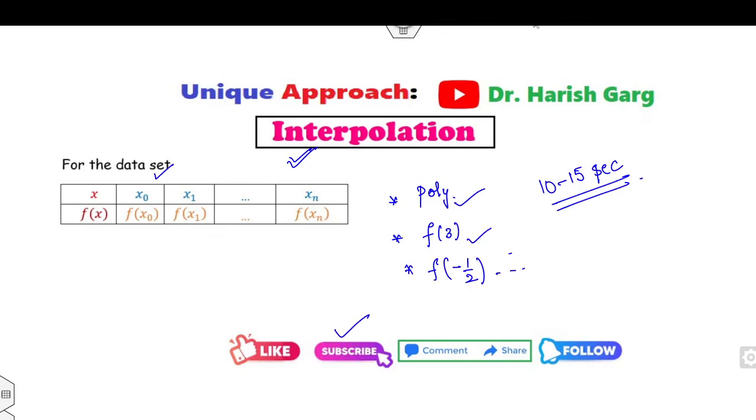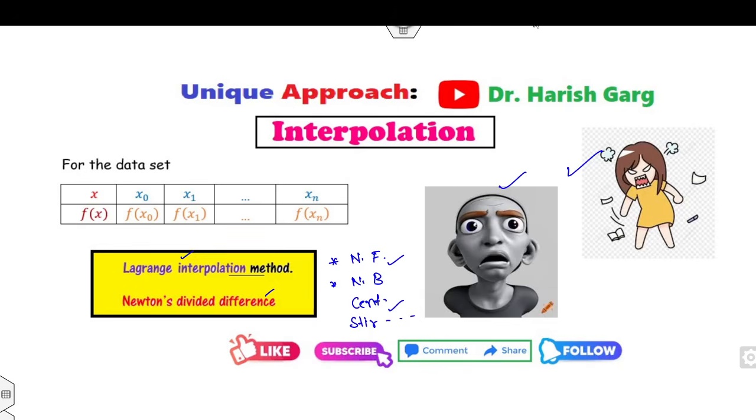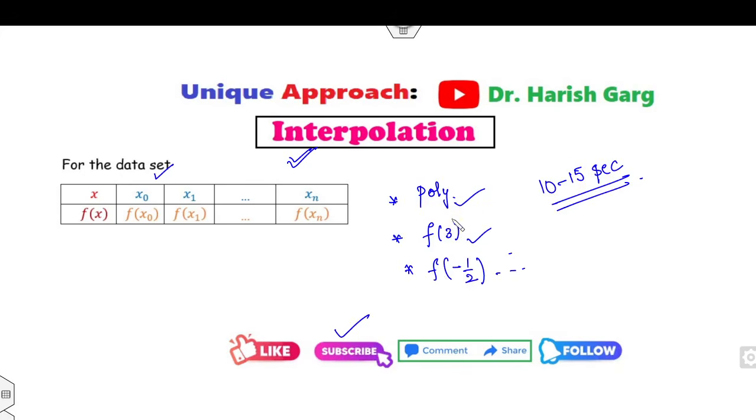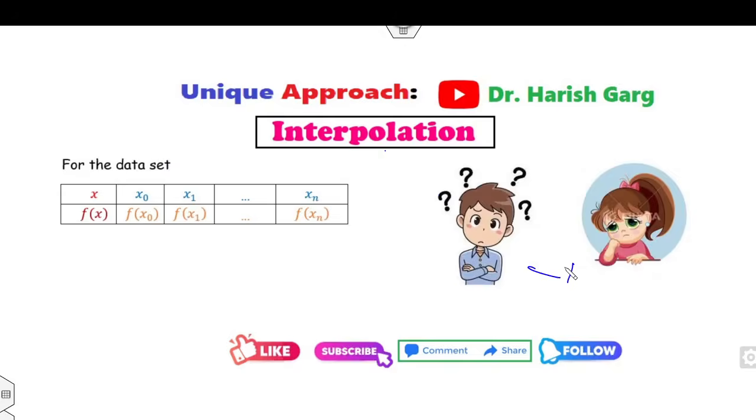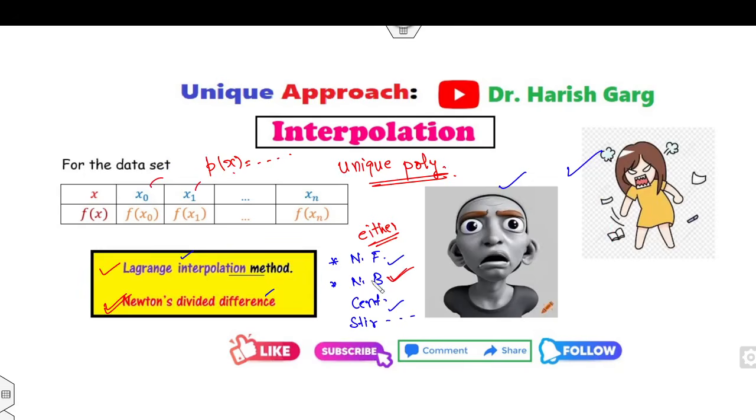I will tell you how you can solve that. You can use either of them. In each of the methods, you will always get a unique polynomial. What is the meaning of the unique polynomial? If you apply the Lagrange interpolation formula on this data set, you will get some polynomial, say p(x). The same polynomial you will obtain through the Newton divided difference. The same polynomial you will obtain through the Newton backward difference formula. Once you obtain the polynomial, you can easily find the function value f(3), f(minus half) and so on. Fine, so you are always welcome to apply any one of the methods.